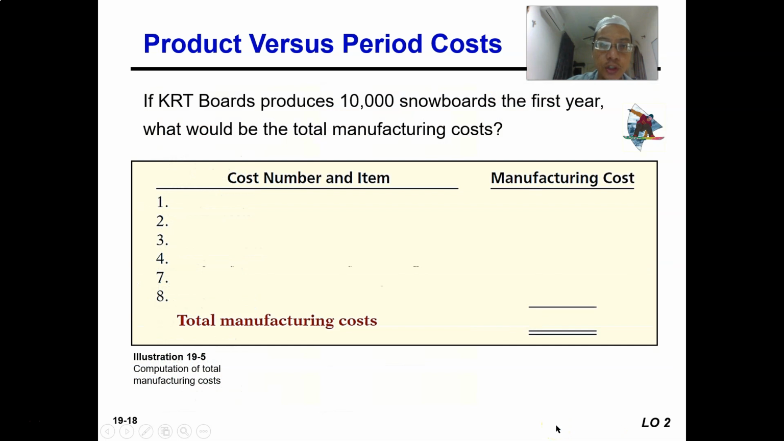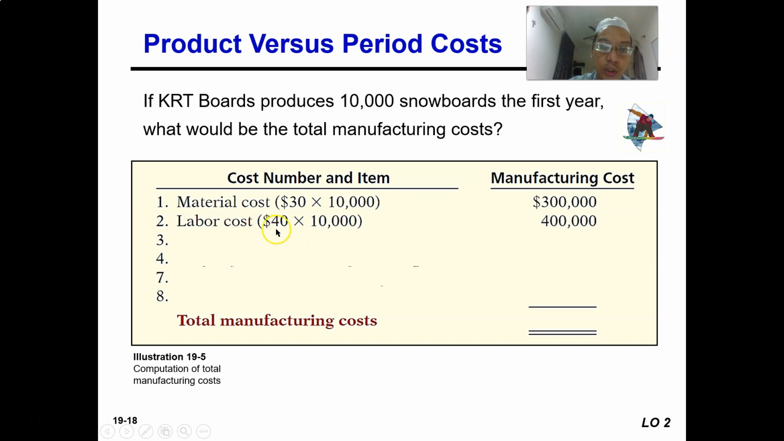When we try to calculate the manufacturing cost, we will have the material cost. Let's say the company produces 10,000 snowboards in the first year. What would be the total manufacturing cost? We have the material cost of $30, as we have seen in the previous two slides. So the manufacturing cost of the material would be 300,000. And then the labor cost, $40 per unit of snowboard. We multiply that and get 400,000 of manufacturing cost.